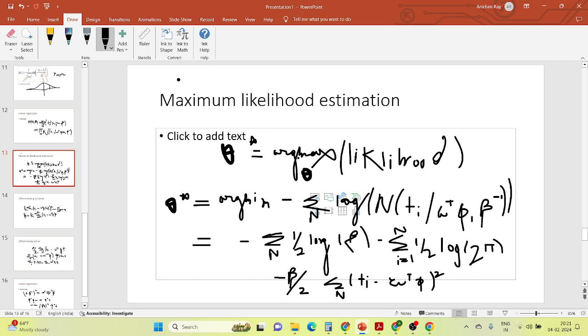So arg max, okay? Argument max. The argument is important. Theta is what we need to find, and it is the theta that maximizes the likelihood.